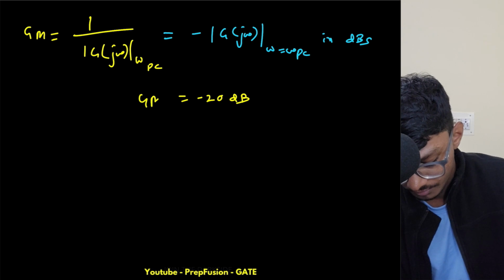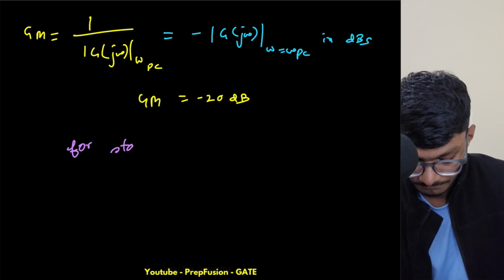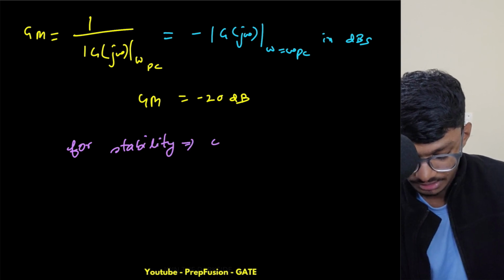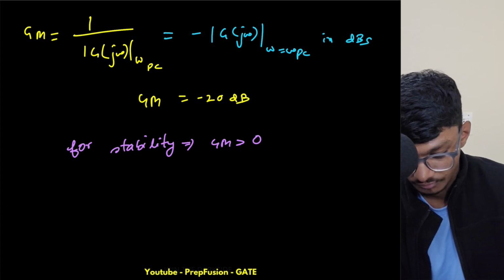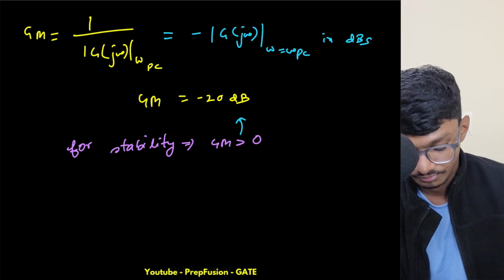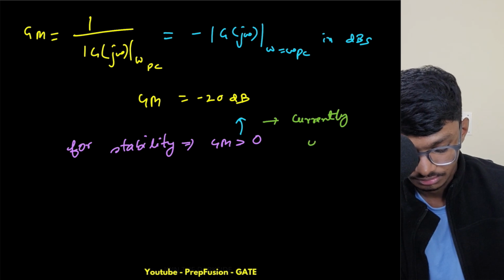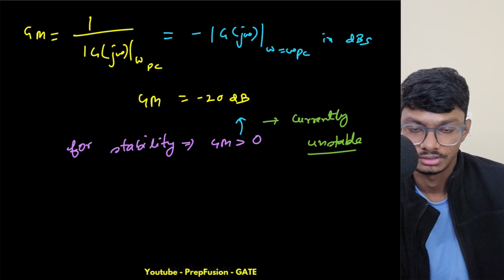Now, what we know is that in dBs, for stability, my gain margin should be greater than 0, which is not the case here. It is less than 0, so definitely it is currently unstable. But we want to make it stable. How to make it stable?